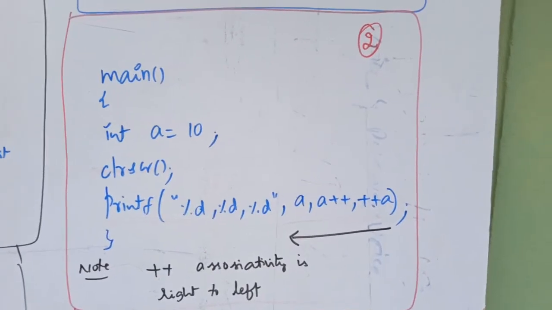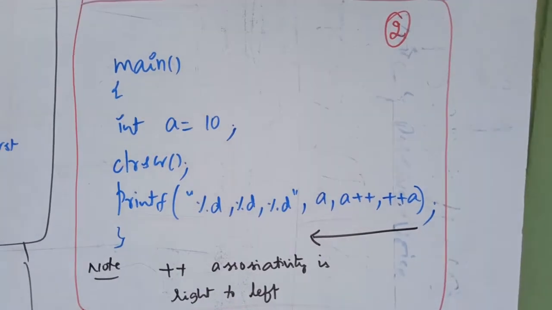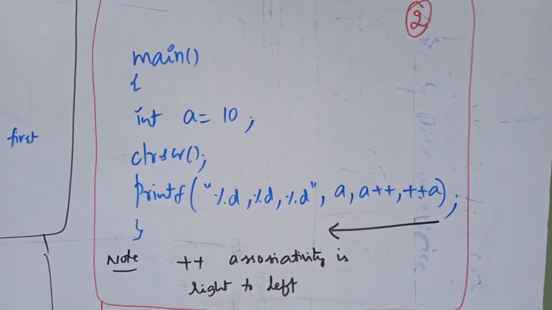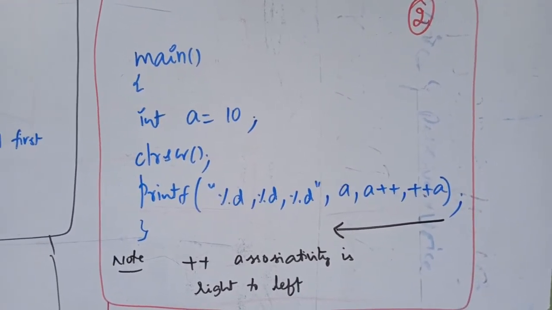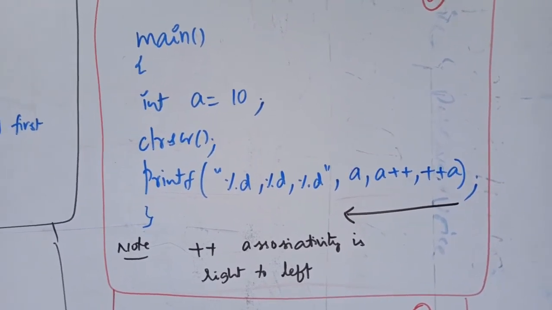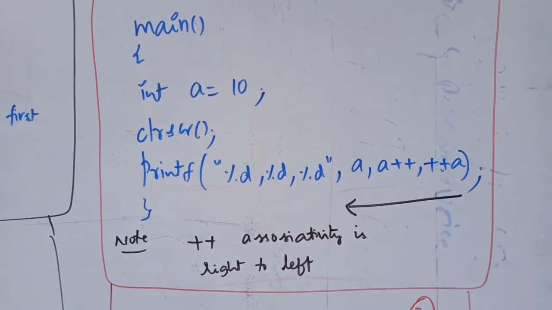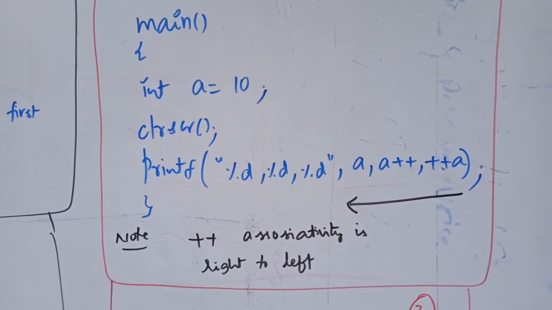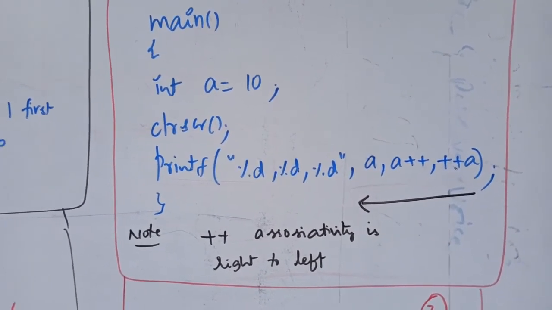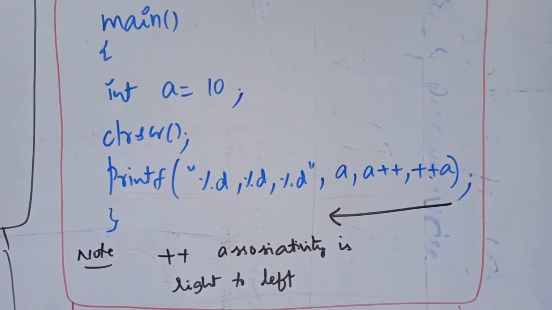evaluating these type of things is, in the last session, in expression evaluation, we discussed clearly the associativity is always from left to right, whereas in increment operator, the associativity is from right to left. This is very, very important, and I told you earlier also we will be discussing the concept of associativity in the coming sessions clearly.